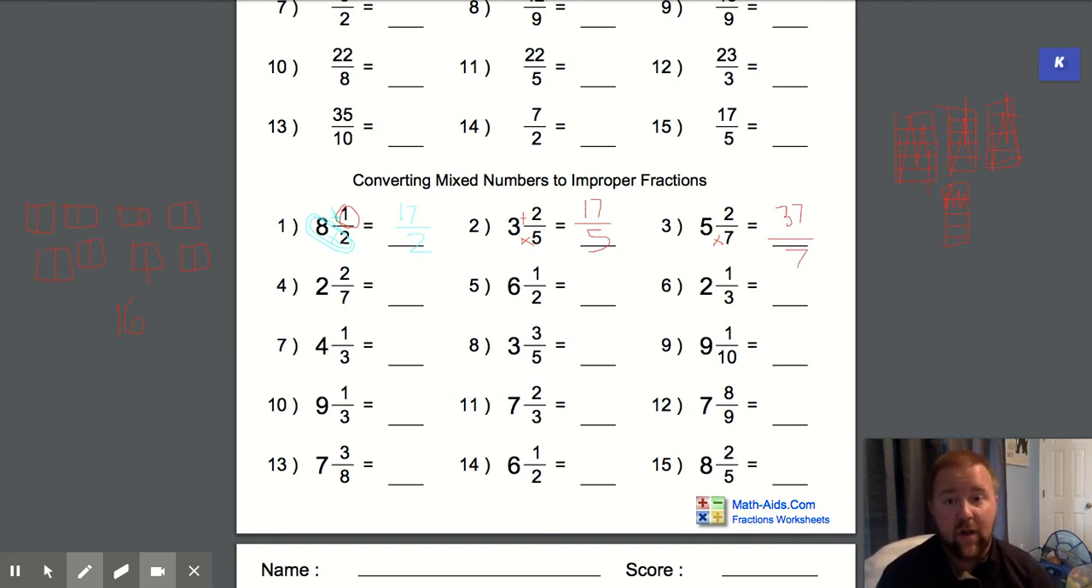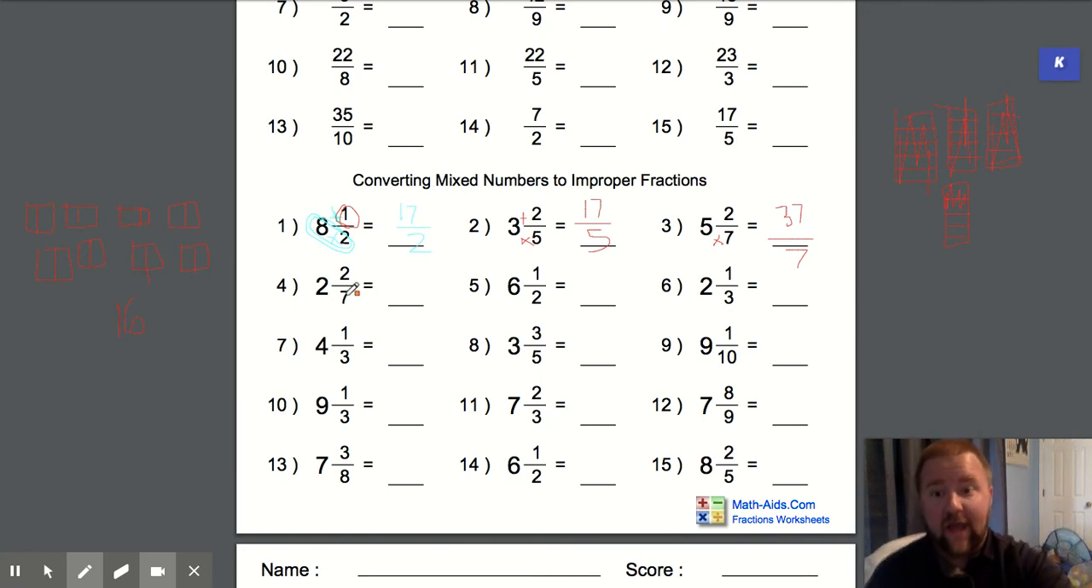All right, so at this point, I'm going to pause the video. You're going to pause the video, excuse me, and you're going to try numbers 4, 5, and 6 to see if you're able to convert the mixed number to an improper fraction. So ready, set, go. And I'm still here after you unpaused it.